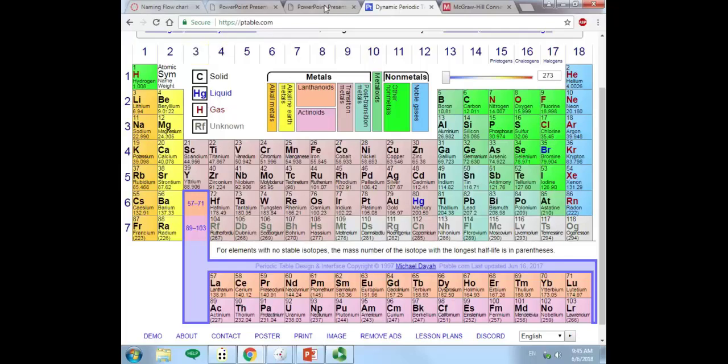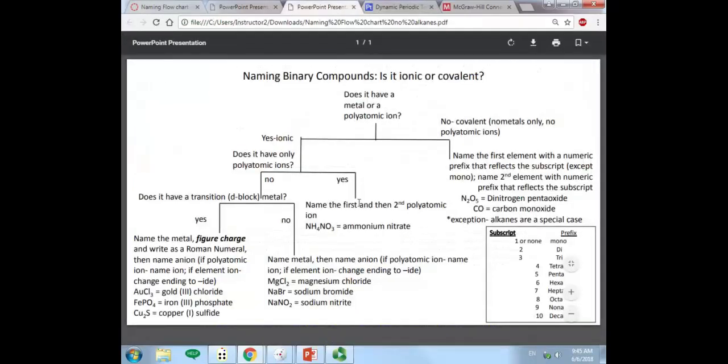Let's go back to our flow chart. What if you have just polyatomic ions? This is ammonium, and this one is nitrate. So in a compound, we just name the polyatomic ions. We don't ever change the ending.